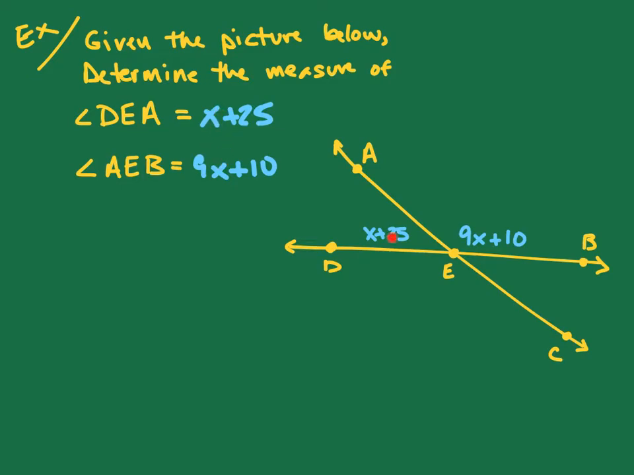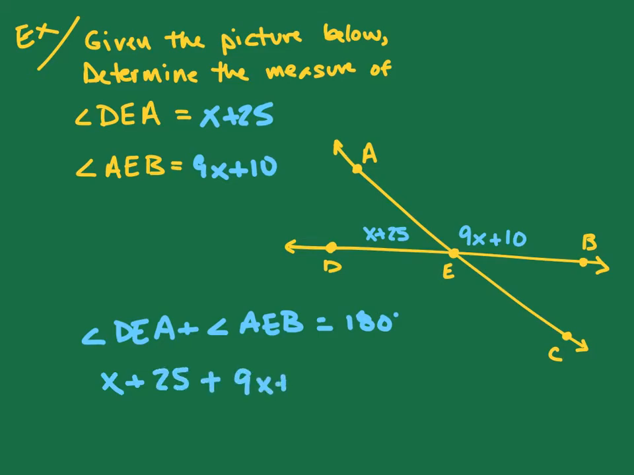So given this picture, what I know is that these two angles are next to each other and they form a line. Therefore, they are a linear pair. So I can say angle DEA plus angle AEB, if I add those together, I'm going to get a total of 180 degrees. Now, I want to substitute x plus 25 in for angle DEA. So x plus 25 plus 9x plus 10, substituting 9x plus 10 in for AEB, is going to equal 180.